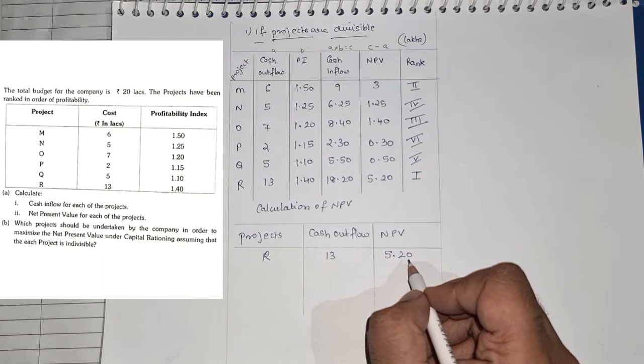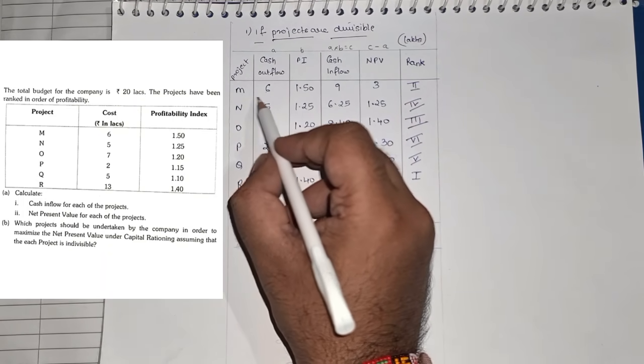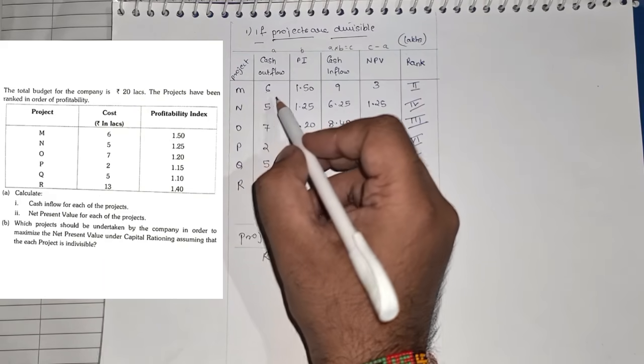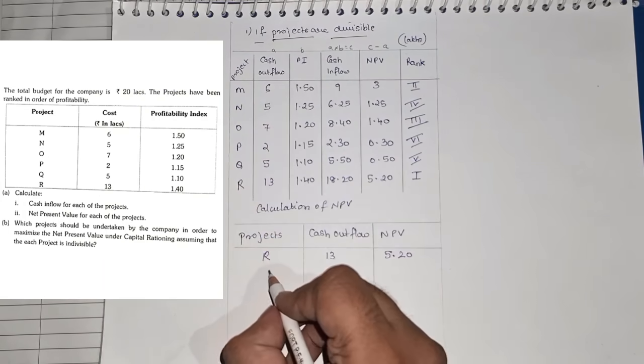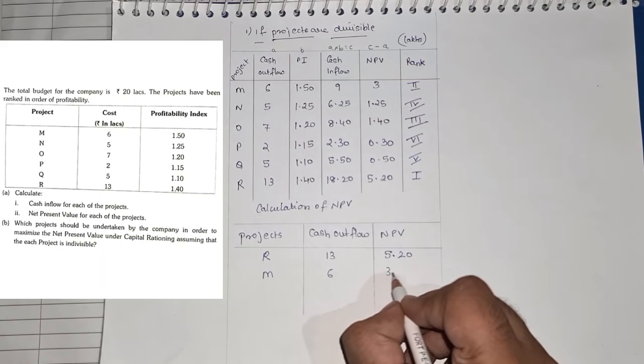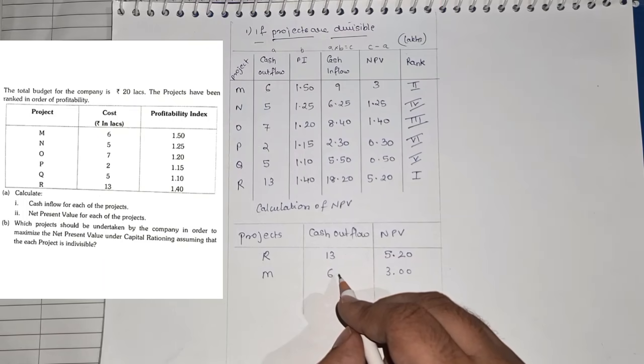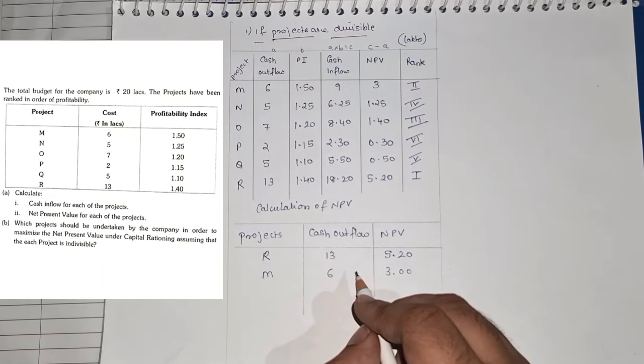Okay, so I have another 7 lakhs which I can invest. Second project is project M, costing 6 lakhs, and the NPV is 3, so I'll just write 3.00. So 13 plus 6, 19 lakhs has already been used. I can only use now the last 1 lakh.